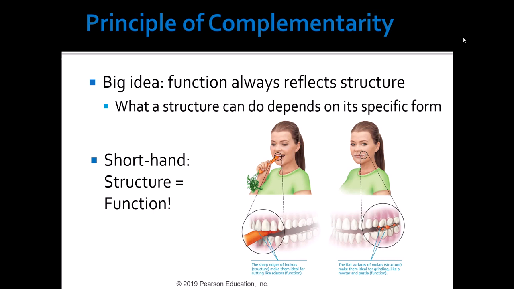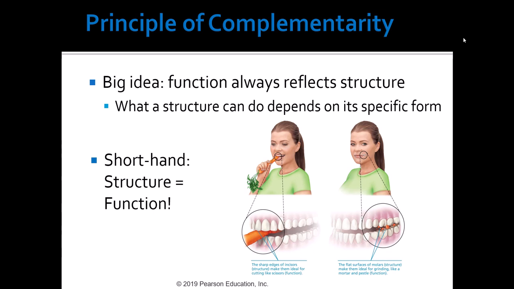Essentially what this means is that what something looks like tells you a whole lot of information about what it does, and what something does reflects how it is composed, what its structure is. So the function of the organ or the function of the body part is always going to reflect its structure. Your teeth are a really great example. You have three different types of teeth. You have incisors, which have these nice crisp edges. You have these flat surfaces in your molars and your premolars, and you have these sharp canine teeth.